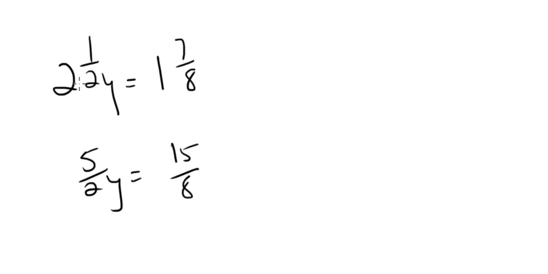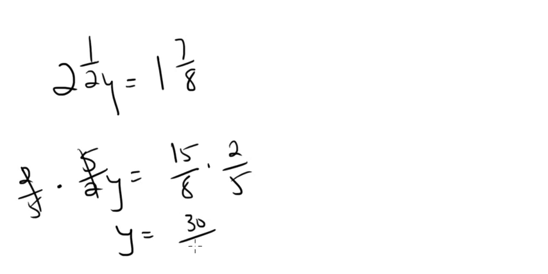So 1 7/8 is 15/8. You got that? So then what do I have to do next, Isaac? I'm trying to get y by itself. No, I don't divide anything. What do I do, Cam? Multiply by the reciprocal, 2/5 on both sides, right? This cancels out, doesn't it? That leaves me y equals, and then what's 15 times 2? What's 8 times 5? What does that reduce to? 3/4. Isaac, you with me?